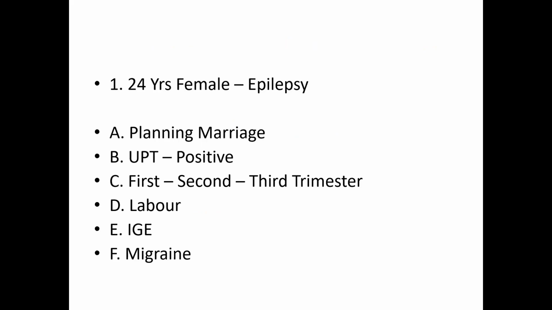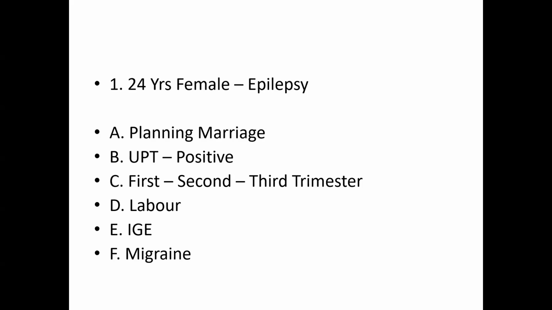So we'll see some case scenarios. Say, one example, a 24-year-old female patient planning for marriage, or she has conceived, or she is in the first, second, or third trimester, or labor. If she is having idiopathic generalized epilepsy or migraine, there are another 2-3 conditions. Next. Okay, go back to the previous slide.